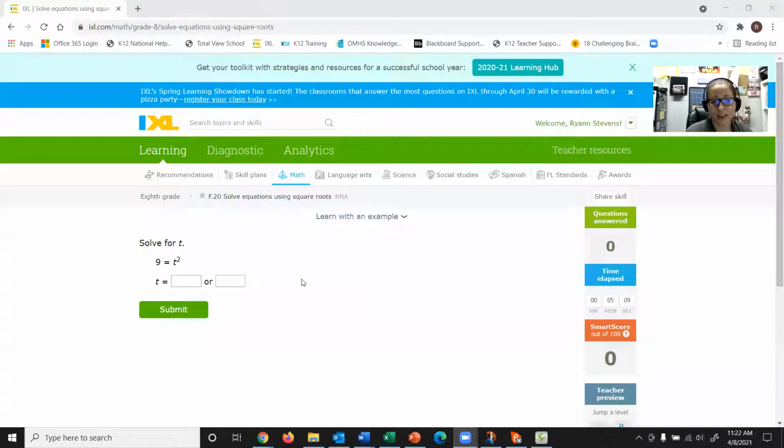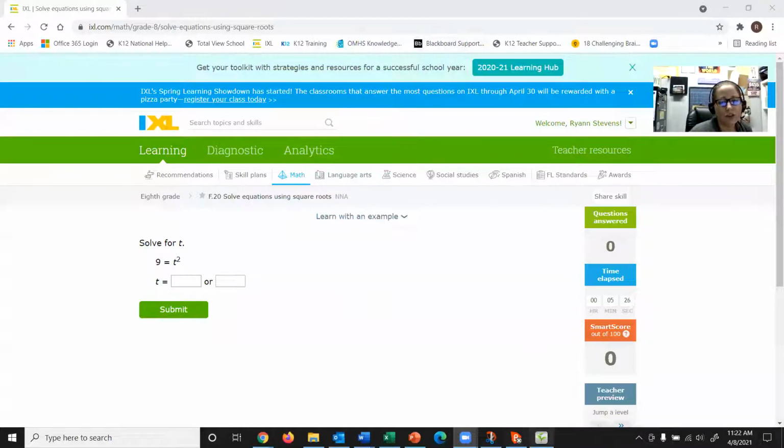Hello everyone. Today we are going to be looking at the IXL assignment F20 on solving equations using square roots. Okay, so this is what your assignment looks like. You're solving for that unknown variable, but really you're finding the square root of that variable. And I'll show you exactly what I mean when we start doing some examples, okay?